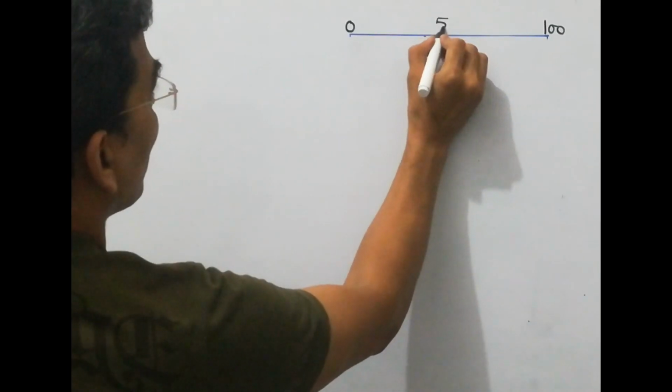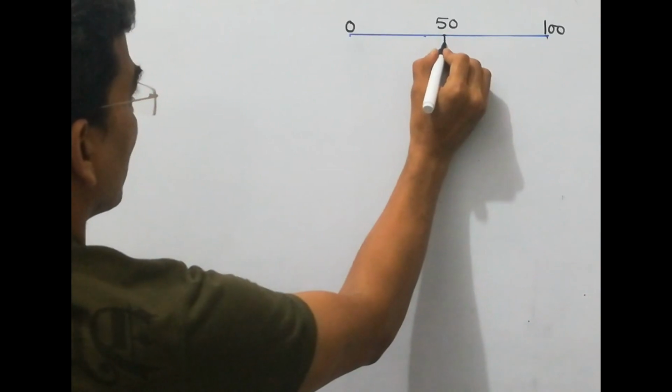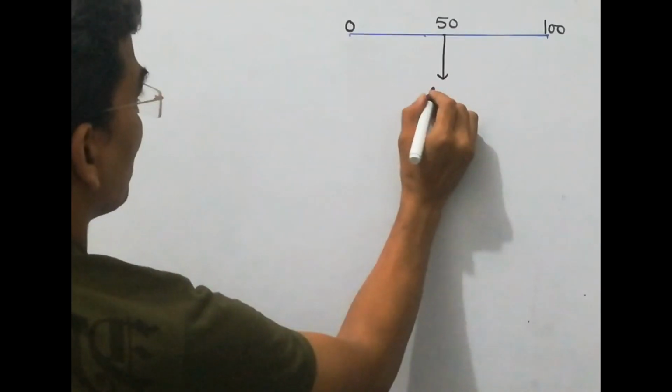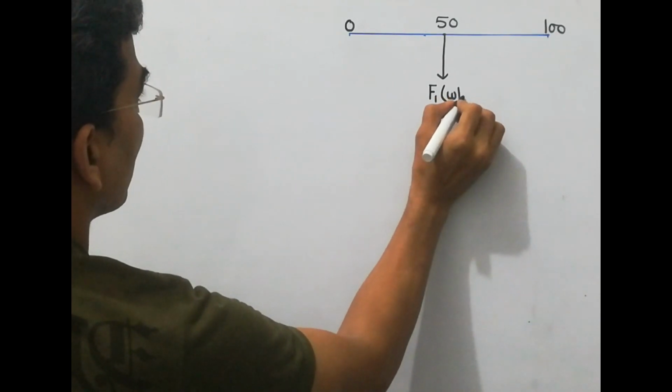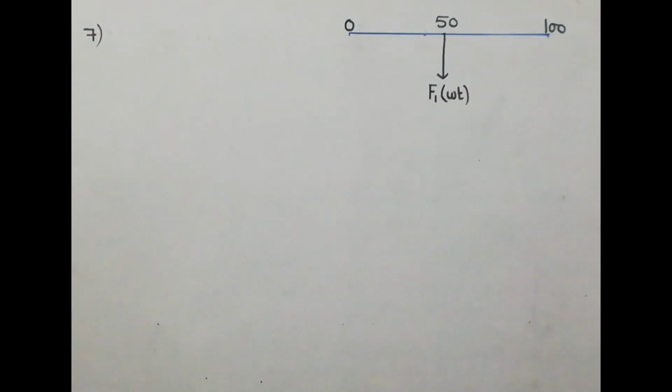So at the marking of 50, we will show F1, that is the weight of the scale. Remember, if a meter scale, or a body, or you can say a rod of uniform length is not balanced at its midpoint, then at the midpoint you have to show the weight of the body acting.